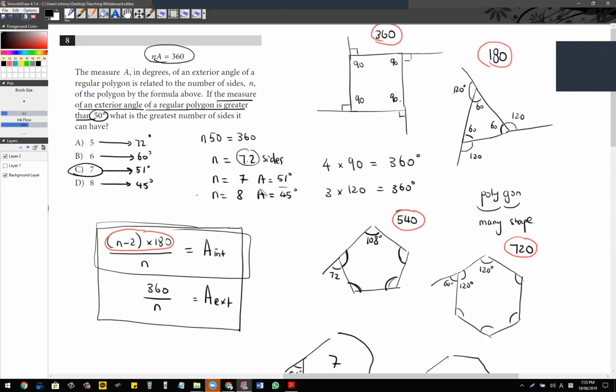So this is lower than 50. So the maximum number of sides you can have and still have an exterior angle greater than 50 is 7. It's a bit more difficult to think about it this way, so you can just do multiple choice, go through trial and error. That works just fine as well.